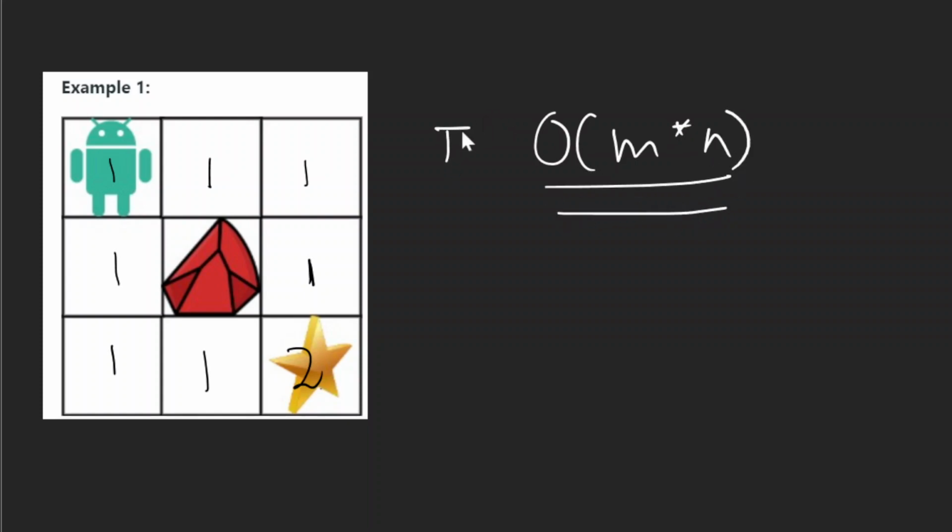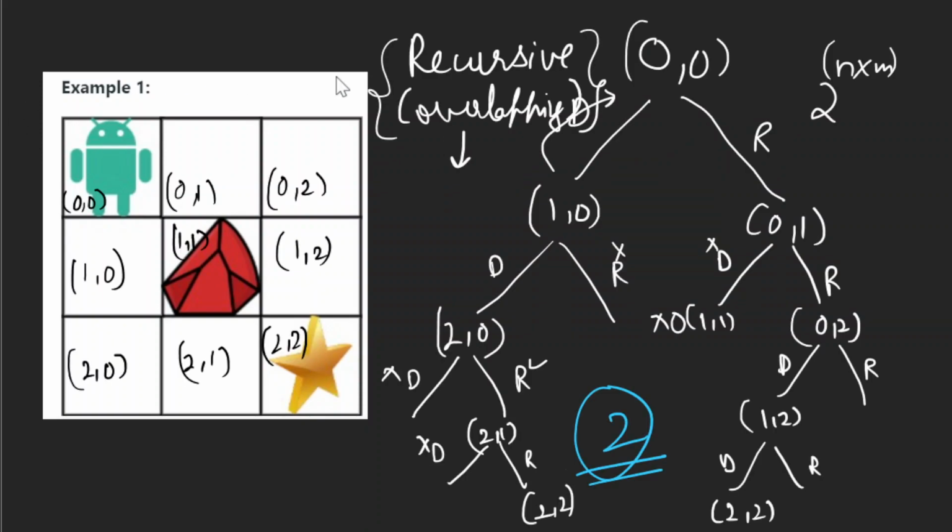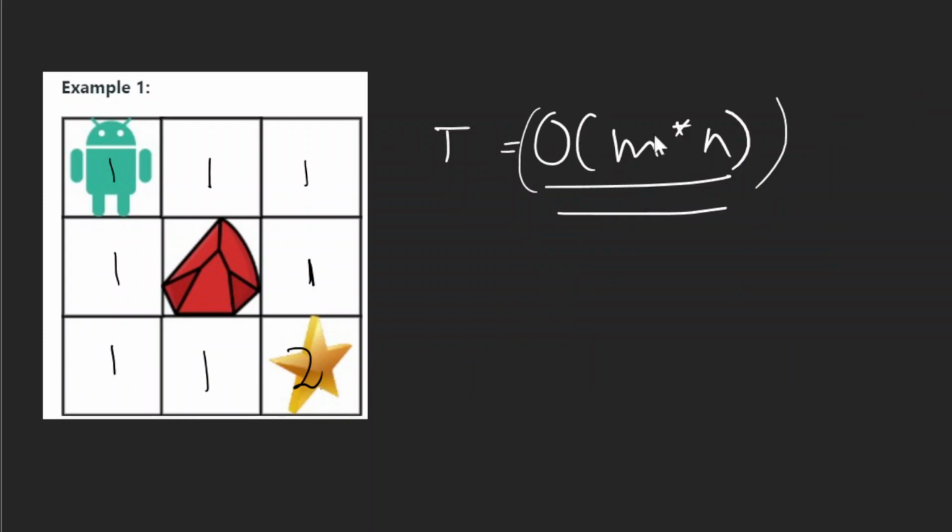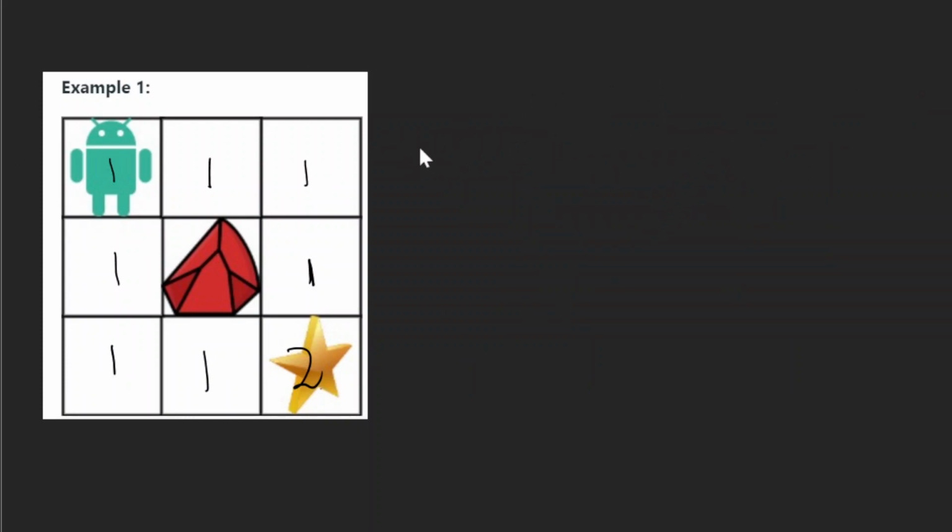And now this problem has been reduced to order of m cross n time complexity. The auxiliary space complexity is still constant, but the time complexity is optimized to m cross n. The previous time complexity was 2 raised to power n cross m, and now it's m cross n. This is the power of DP. So let's see how we can code this question.